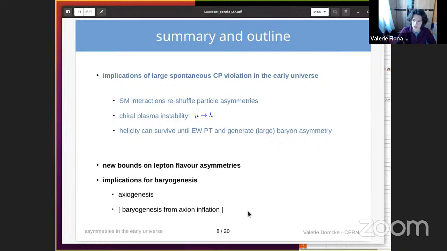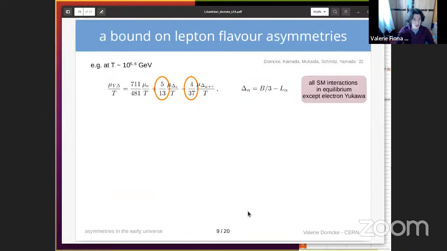Okay, so now let's use this concretely to actually set bounds on asymmetries in the early universe. The situation I want to focus on, just for simplicity, is the temperature range just above the equilibration of the electron Yukawa. You can also do this in any other temperature range, and you can also look at any other combination of asymmetries. But for simplicity, this is the simplest case, so let's focus on that.